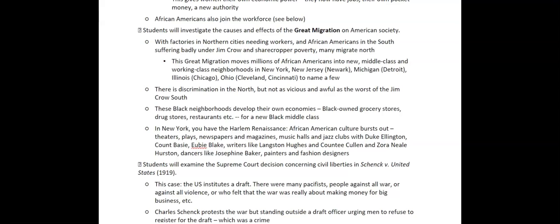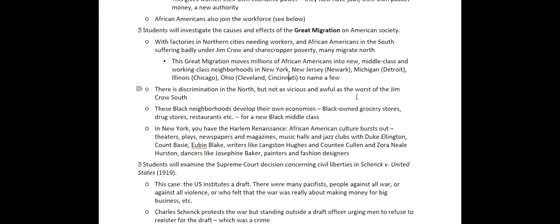These are the industrial cities of the North. African Americans say enough with the Jim Crow, enough with sharecropping, and they move to the cities and take these working class, middle class, factory industry jobs. There's discrimination in the North, but it's not nearly as vicious and awful as the worst of the Jim Crow South. And black neighborhoods develop. As they move in, they settle in these cities, and you get whole economies, neighborhoods with black-owned grocery stores and drugstores and restaurants for the people who are living there.